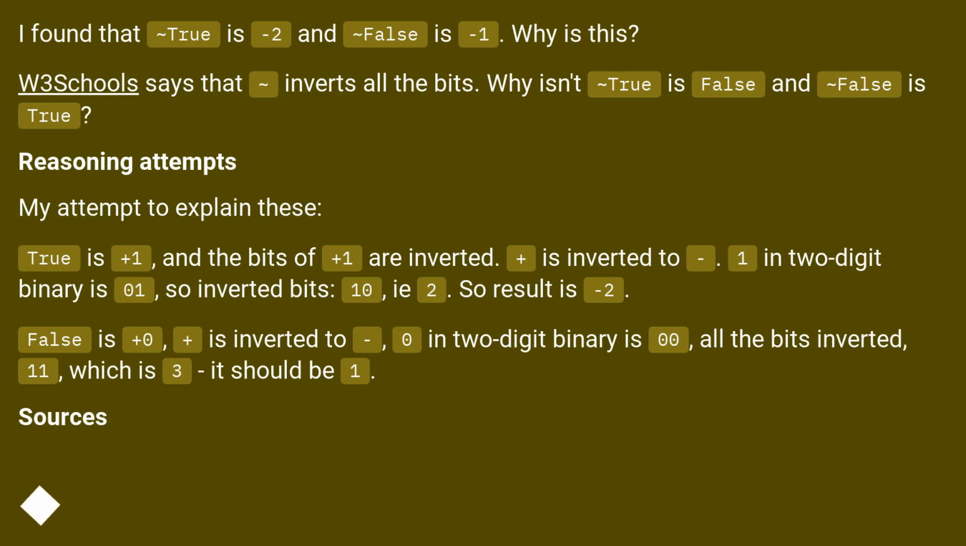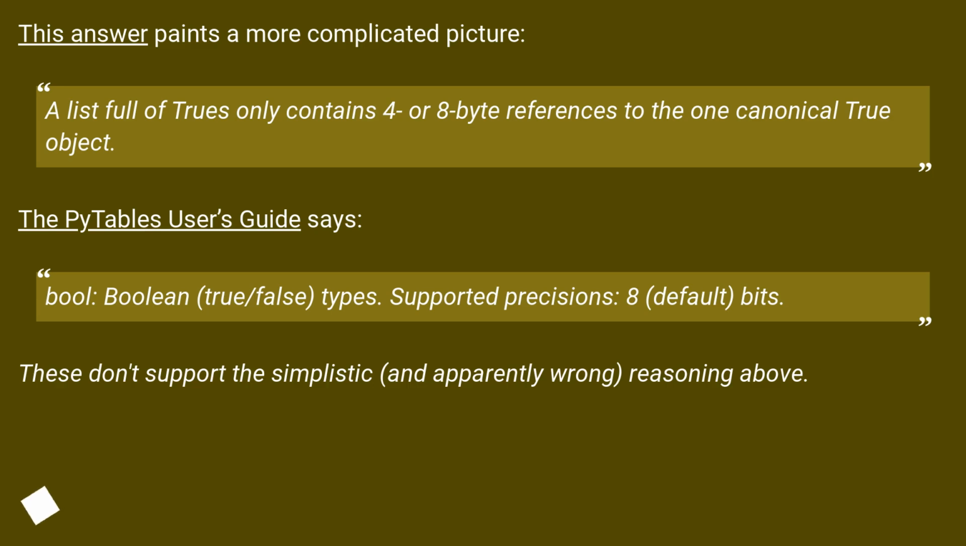Sources. This answer paints a more complicated picture. A list full of trues only contains 4 or 8 byte references to the one canonical true object. The PyTables user's guide says, bool, boolean, true/false types. Supported precisions, 8 bits default. These don't support the simplistic, and apparently wrong, reasoning above.